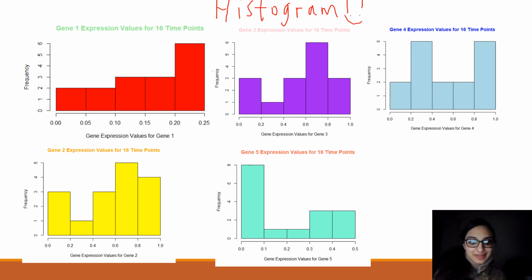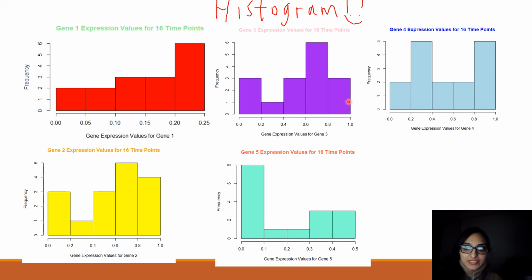So what these histograms do is they come up with their own way of binning these observations into different bins over here. They're coming up with their own binning strategies. And we can see gene 1's expression values, gene 2's expression values are here, gene 3's expression values, gene 4's expression values, and gene 5's expression values.